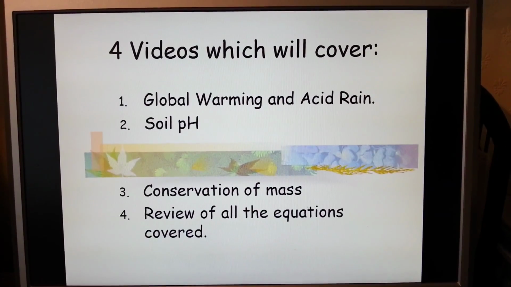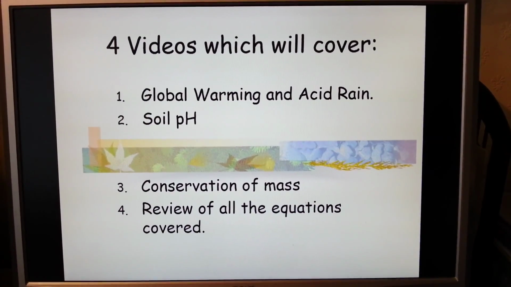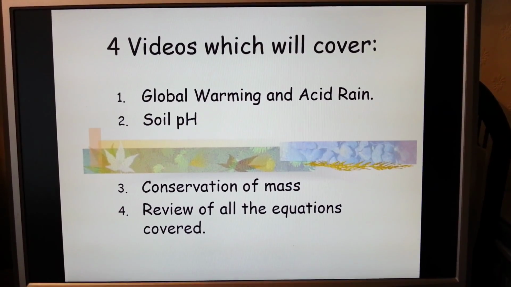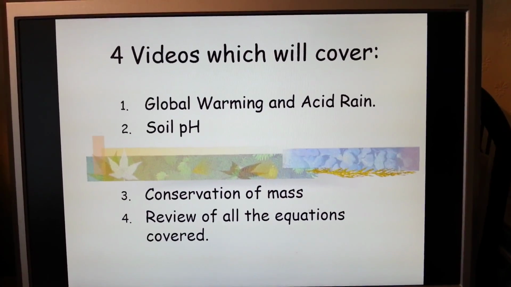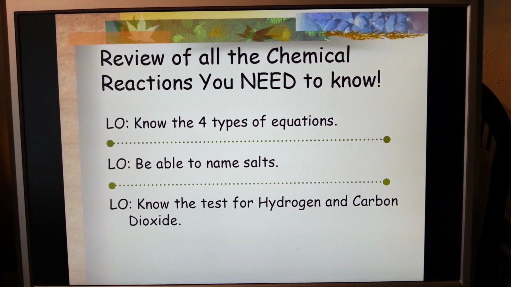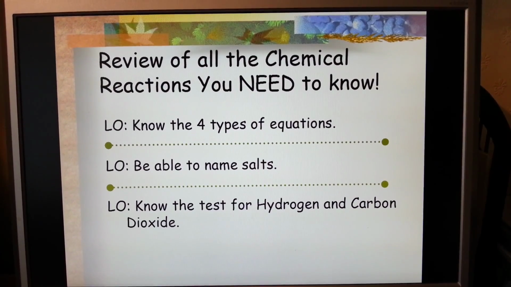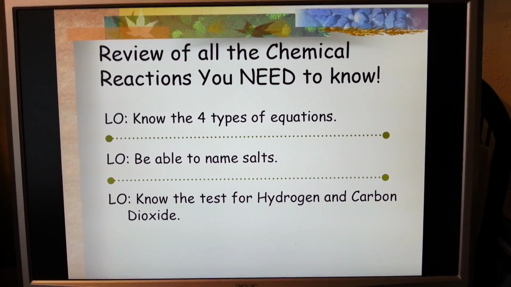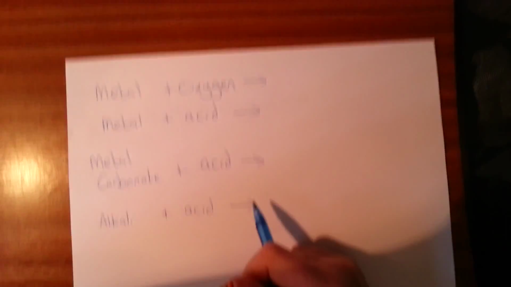Hopefully these videos will help you prepare and increase your levels for the exams which you should have in January. So this video here is a review of all the equations we have covered so far. So let's look at the learning objectives. You need to know the four types of equations. I'll go through them in a minute. You need to be able to name salts, and you need to know the test for hydrogen and carbon dioxide. Okay, so you really need to know these things. So let's just go through them then.